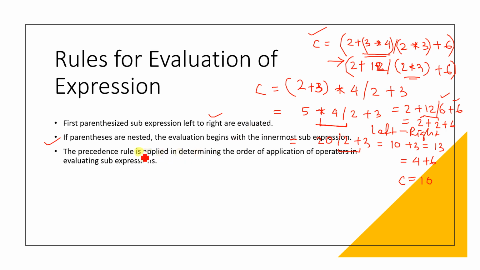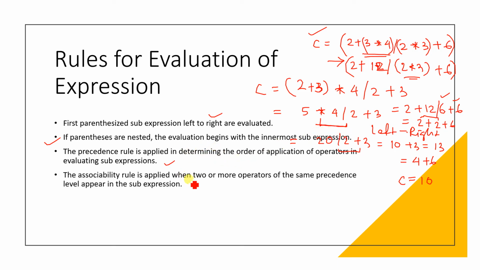Now, the third point, the precedence rule is applied in determining the order of application of the operator in evaluating sub-expression. Okay, so precedence rule that I have already explained. So that should be a precedence rule you have to follow for executing these expressions. And finally, the associativity rule will be applied when two or more operators have same precedence. So we talked about this whenever we are evaluating this particular expression. So I think you understand this point also.